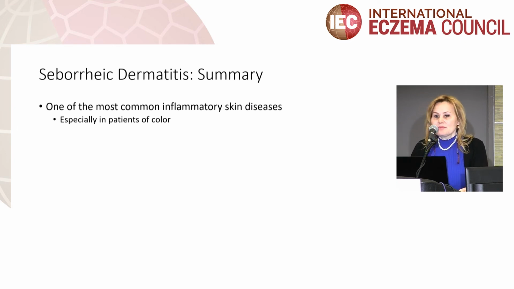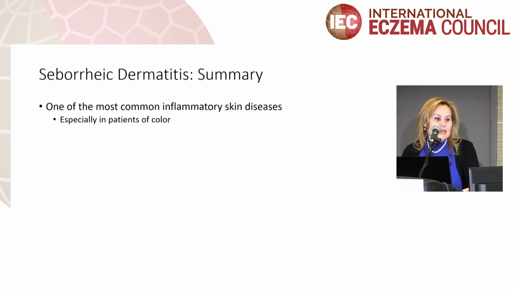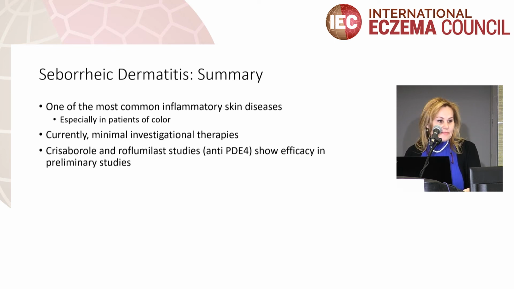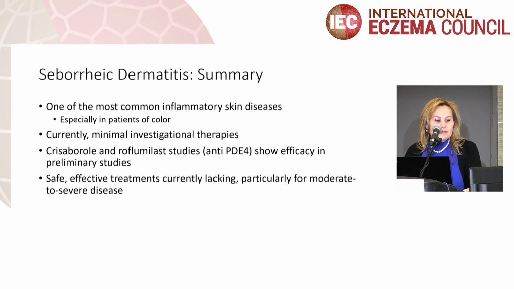In my department, Benjamin Unger is doing studies now on seborrheic dermatitis, and he also is engaging in some novel treatments. So it is one of the most common inflammatory skin diseases, especially in patients of color, currently with really minimal investigational therapies. Crisaborole and roflumilast studies, both anti-PDE4, show efficacy in preliminary studies. And safe, effective treatments currently are completely lacking, particularly for patients with moderate to severe seborrheic dermatitis.